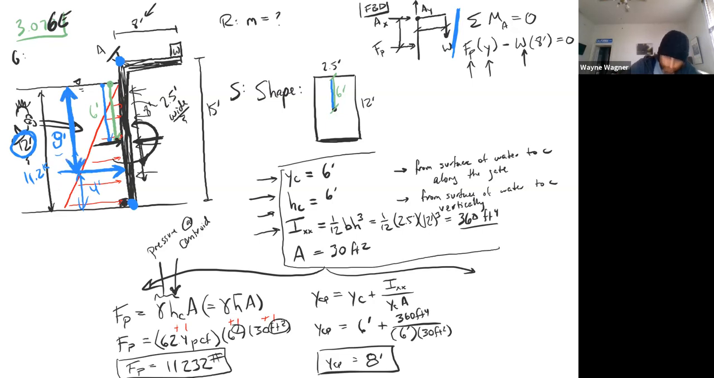And let me do some red here so we can see. We've got 8 feet right here, but then I need to know how much further up this is. That comes from this 12 feet and this 15 feet, so this is another 3 feet. So my moment arm in this case is 11 feet.